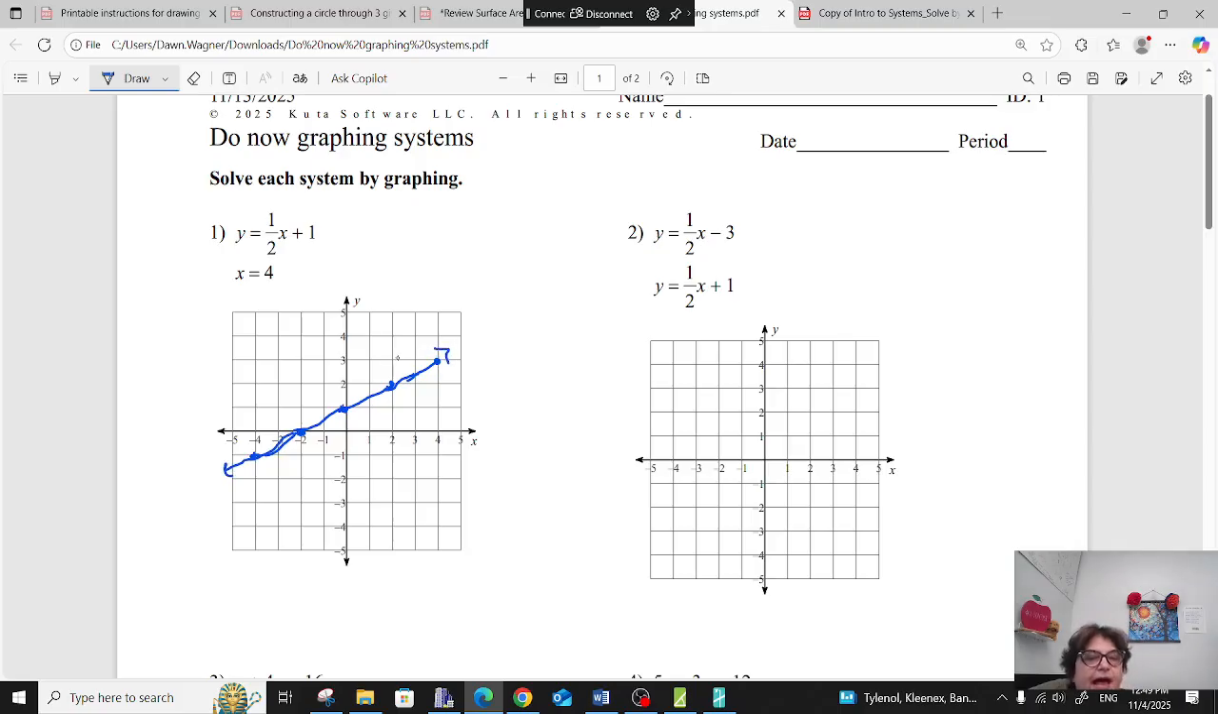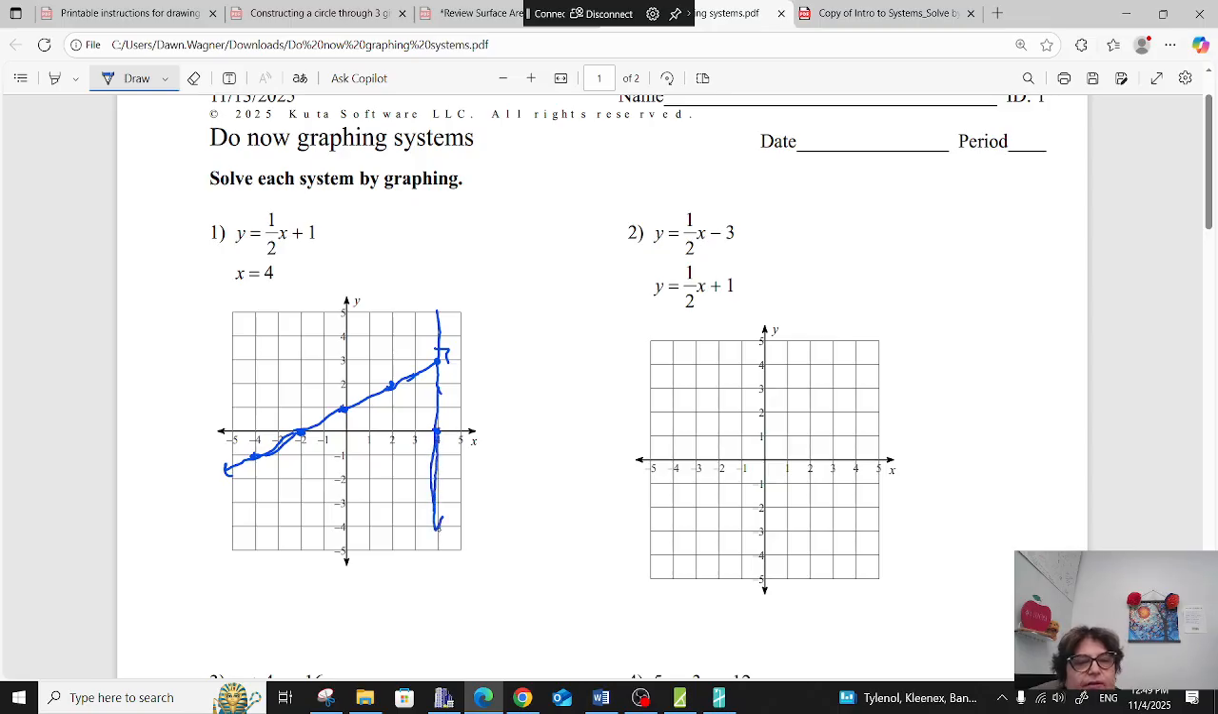Okay, and now how do you graph x equals 4? Is that a vertical or horizontal line? Yep. So this is the only time you start on x, right? And then you go straight up and down.